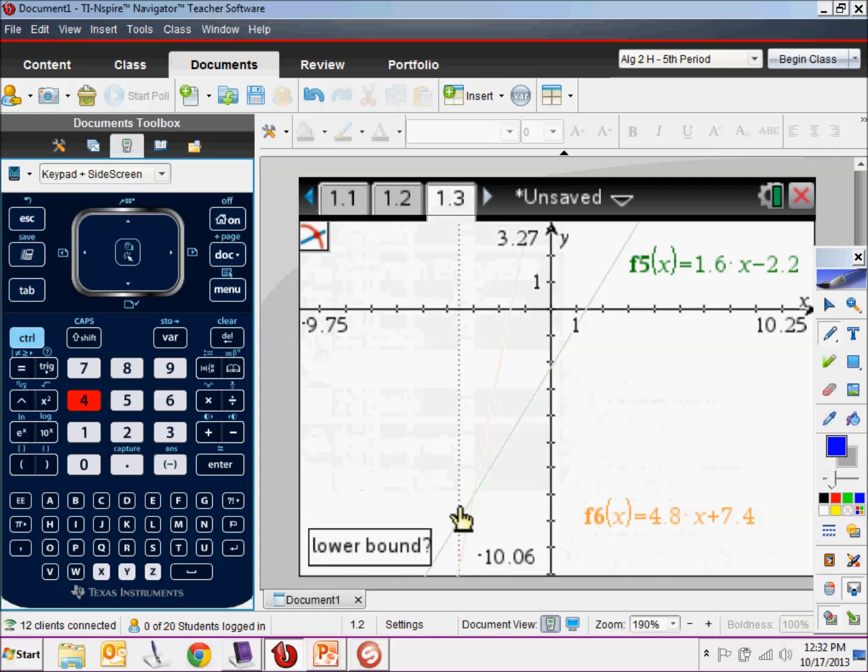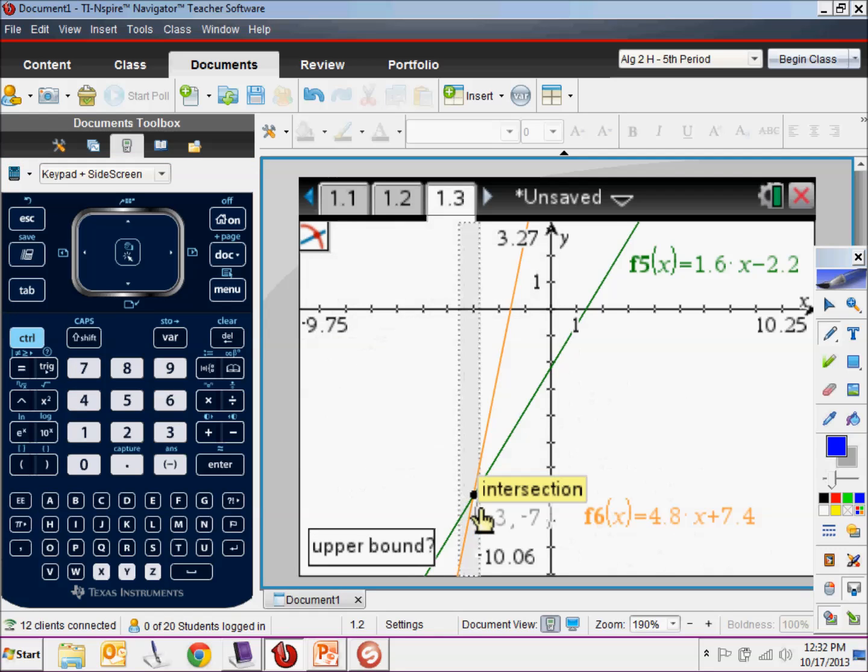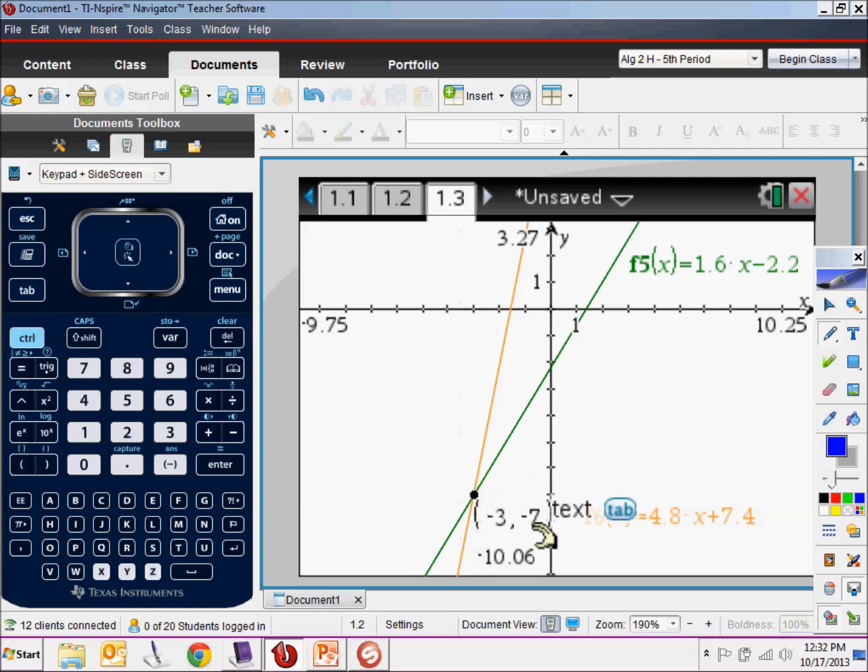Lower bound means I go to the left. Upper bound means I go to the right. And so where's my intersection? So I know my solution involves which value? Negative 3.